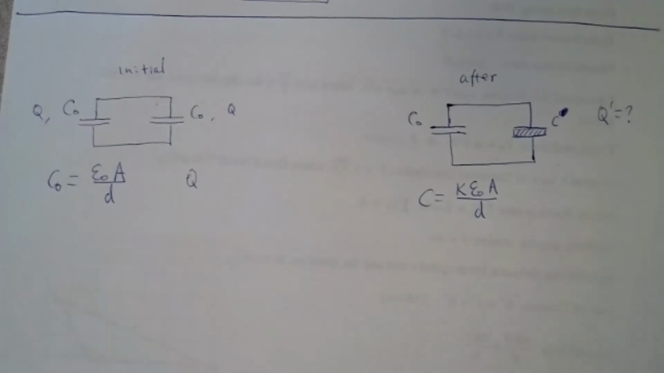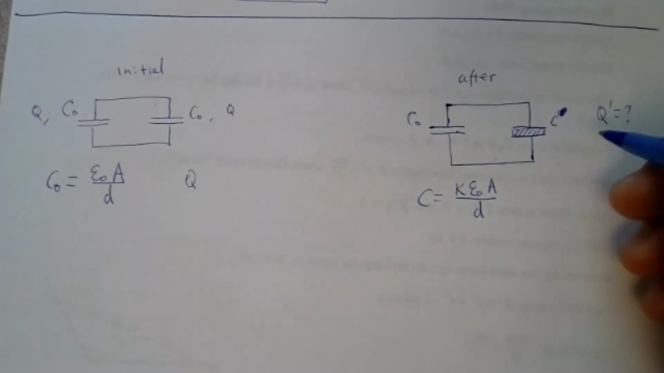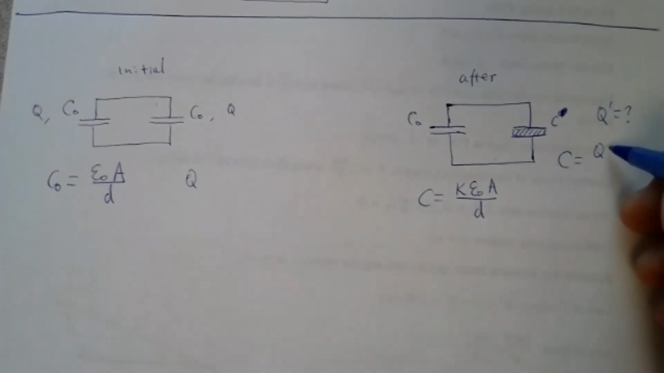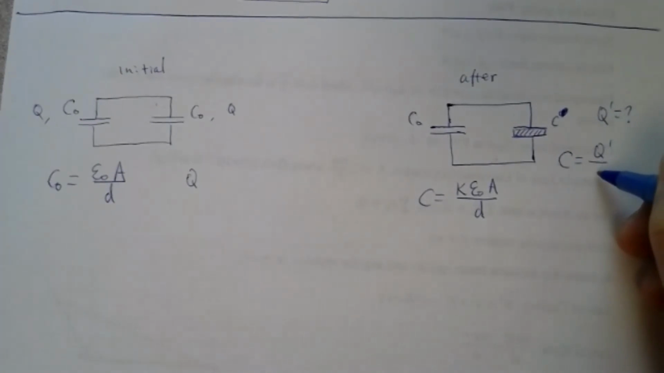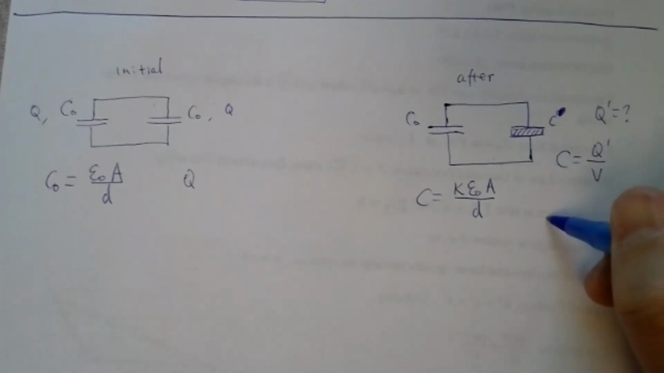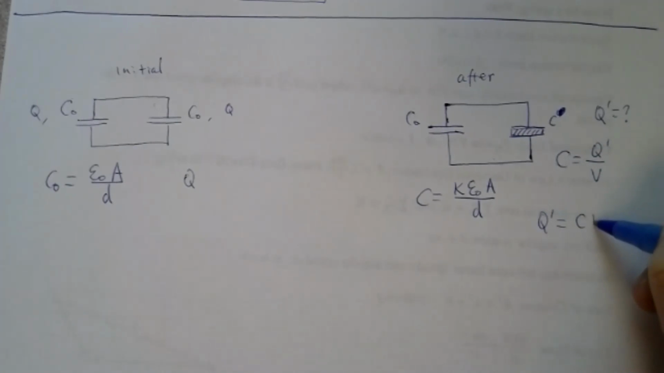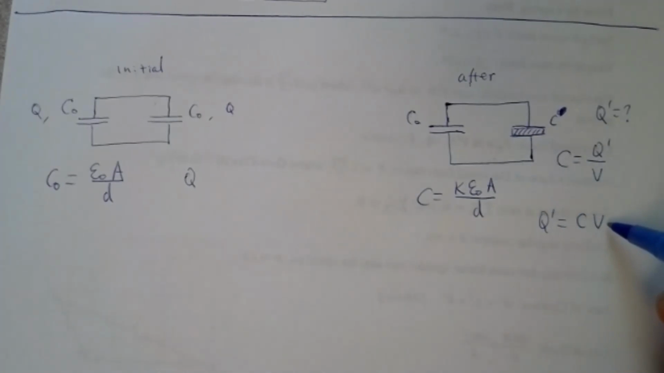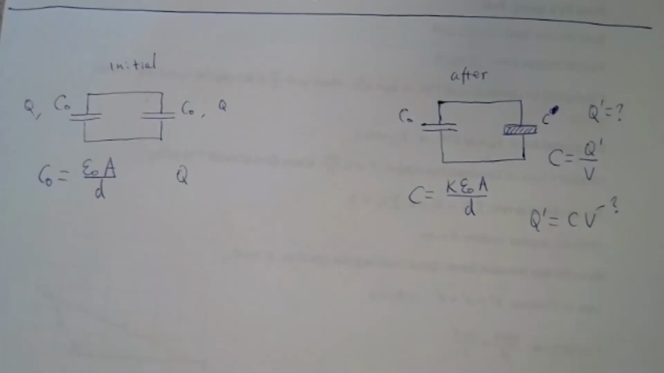Now it's asking what will be the Q prime over here. According to the definition, C is equal to Q, in this case Q prime, over V. So Q prime will be equal to C times V, and for C you can use this guy. Now, what will be the V? The only thing you need to figure out here is V.